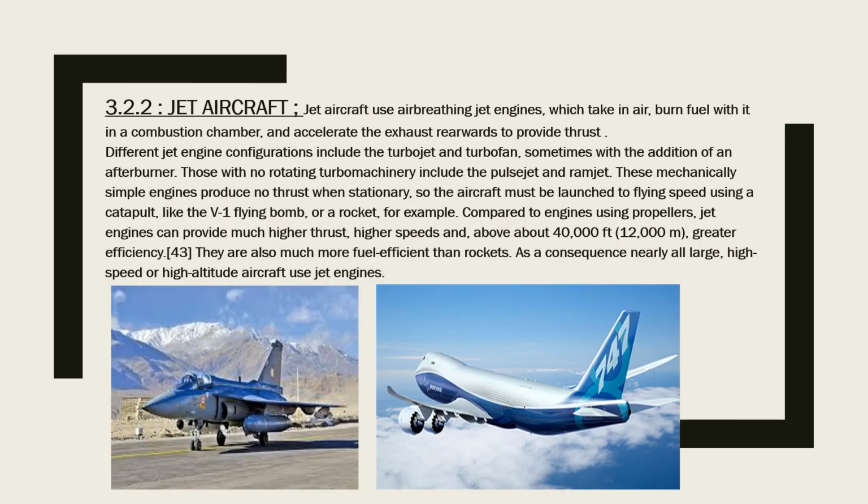Jet aircraft. Jet aircraft use air-breathing jet engines which take in air, burn fuel with it in a combustion chamber, and accelerate the exhaust rearwards to provide thrust. Different jet engine configurations include turbojet and turbofan, sometimes with the addition of an afterburner. Those with no rotating turbo machinery include the pulse jet and ramjet. These mechanically simple engines produce no thrust when stationary, so the aircraft must be launched to flying speed using a catapult like the V-1 flying bomb or a rocket, for example.